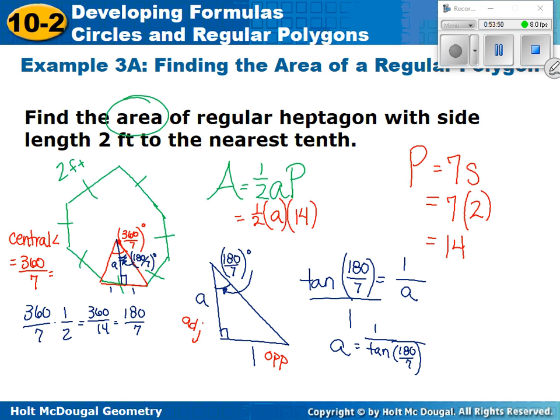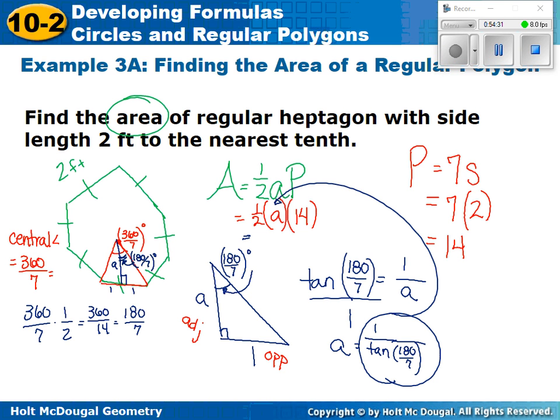Is this our answer? No, this is just the apothem. Once we find this answer, what are we going to do with it? Plug it in up here for apothem. So we're going to take this number on our calculator and we're going to multiply it by 1/2 and then times 14, or we could just multiply it all at once by 7. Okay, so I'm going to switch to my calculator and we're going to type this in together and make sure we can do it correctly. But everybody's with me. We're doing 1/2 this apothem, which is 1 over the tangent of 180 over 7, times 14. That's our goal.